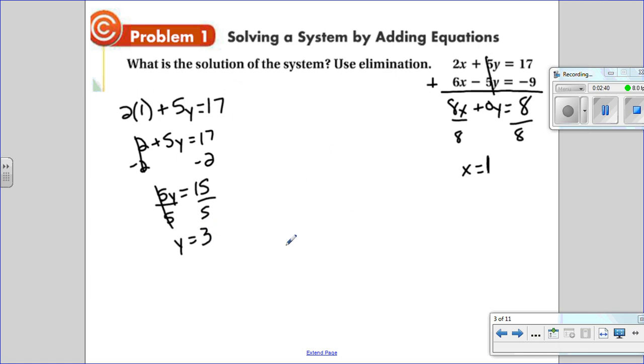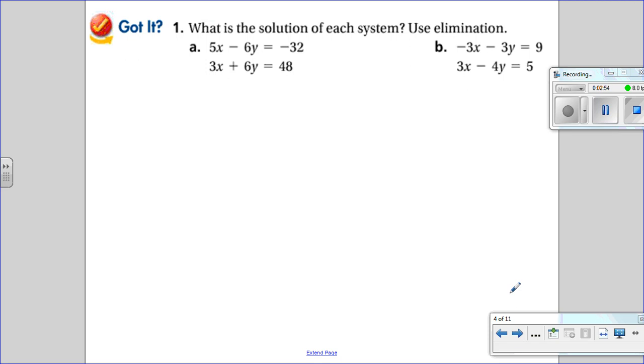So now what is the solution? The solution is 1, which is our x, comma, 3. And that is solving a system using elimination. Okay, let's give you another one. So what we're looking for is things that are basically inverses of each other. Negative 6y and positive 6y, or negative 3x and positive 3x. When we have those, it's fairly simple.